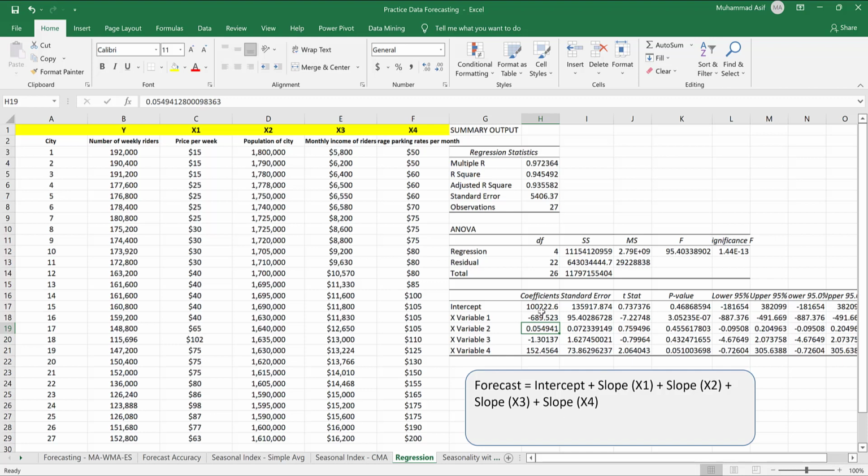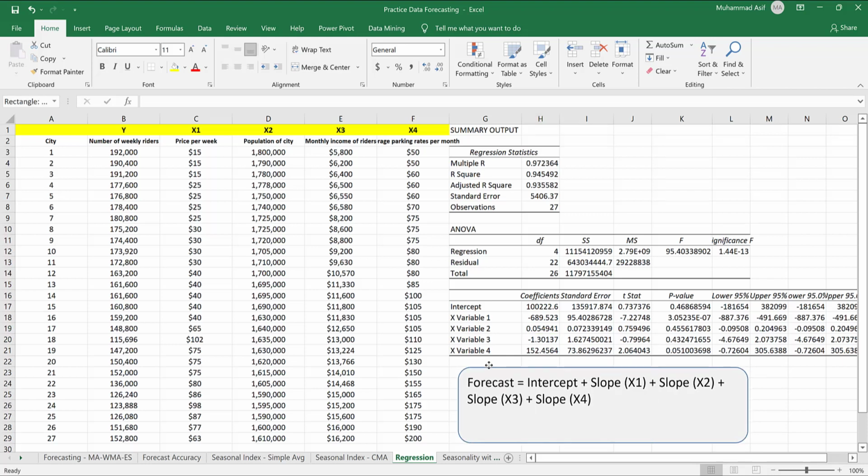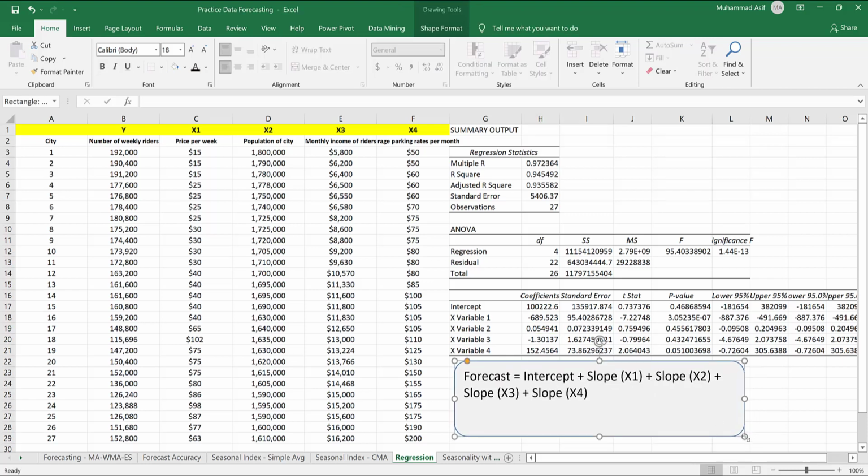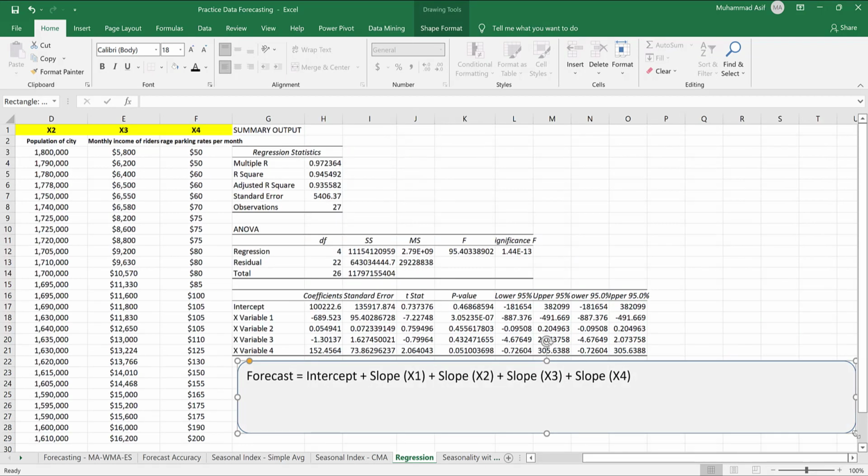And remember, intercept is the value of y when x is 0. So that's the whole equation. And again, the purpose of regression analysis is to do forecasting.